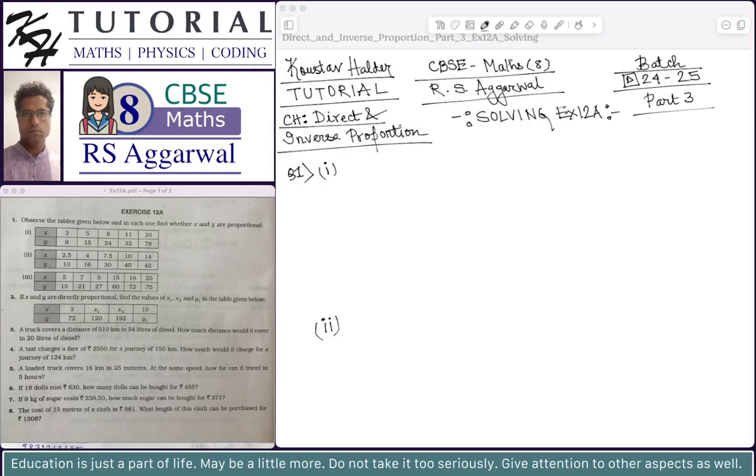Okay, so as usual, I have the problems of exercise 12a on the left hand side, and on the right hand side I will solve the problems. After solving a problem, I will pause for a few seconds so that you can take a screenshot of the solution if you think it will help you.